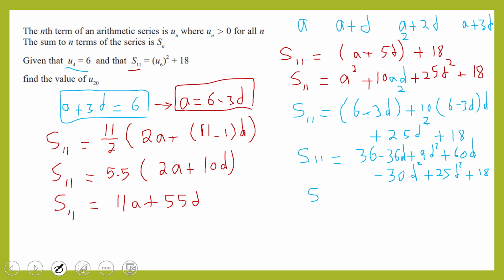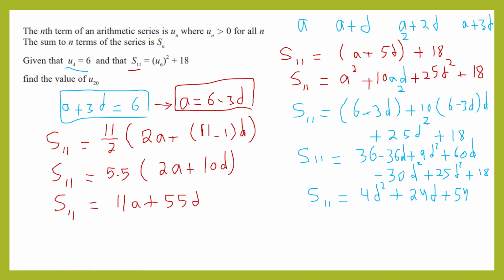So we can collect all of them together. We have 9d squared and 25d squared, which is 34d squared, minus 30d squared, which is 4d squared. And then we have 60d minus 36d, which is plus 24d. And we have 36 added to 18, which is 54. So now we got S11.